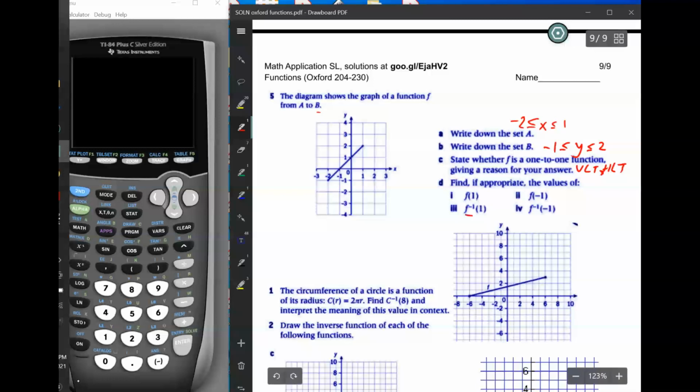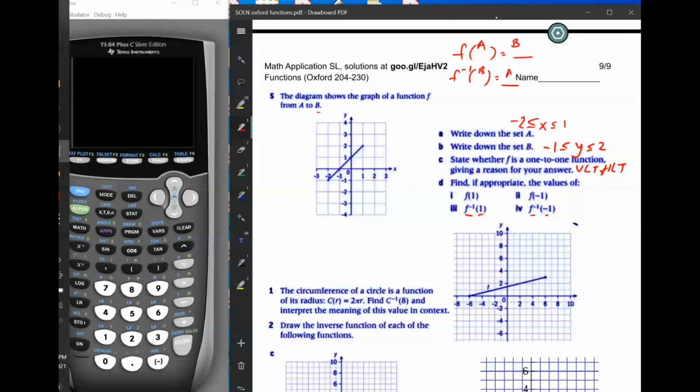D, find if appropriate the values of f of 1, f of -1, f inverse of 1, f inverse of -1. This is not f to the -1, it's f inverse. Let me write something about what these mean. You have already looked at this a little bit on page 8, but just to review. If we are going from A to B, then basically f of parentheses equals something. The A's are here and the B's are here, right? And if you have f inverse, then you have the B's here and you have the A's here, right? Okay, hope that helps.